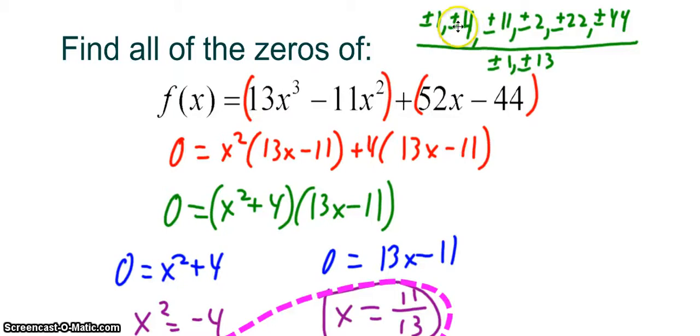Well, anything over 1 is not going to be a fraction, so it has to have a denominator of 13. 4/13 is less than a half. 11/13 is really close to 1. 2/13 is less than a half. And 22/13 is more than 1. 44/13 is also more than 1. So the only possible one that's really close to 1 is 11/13.